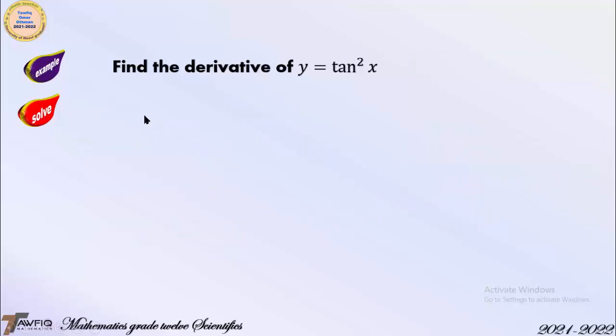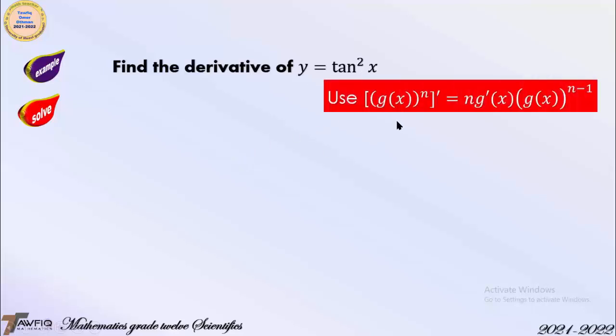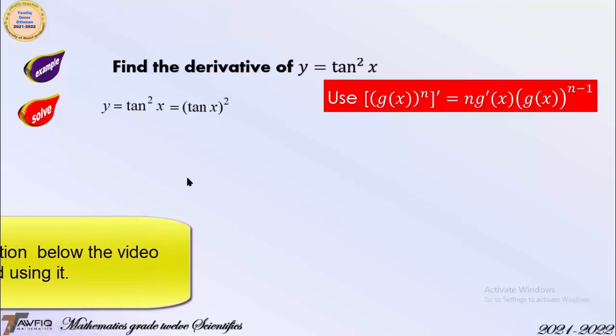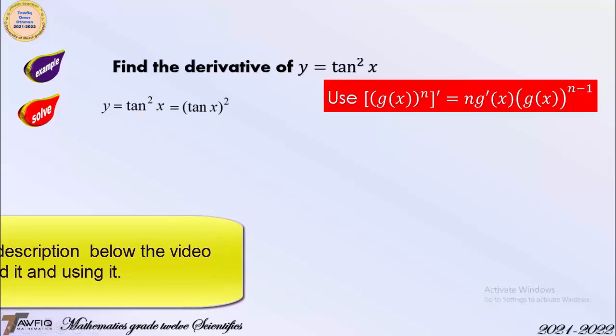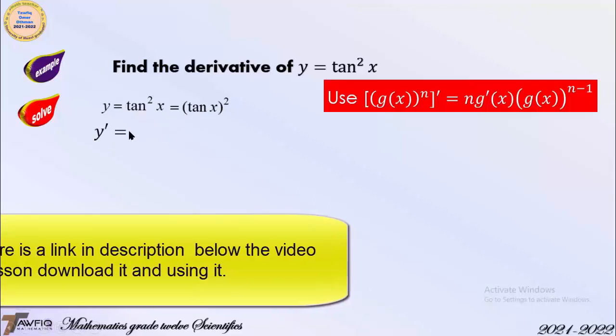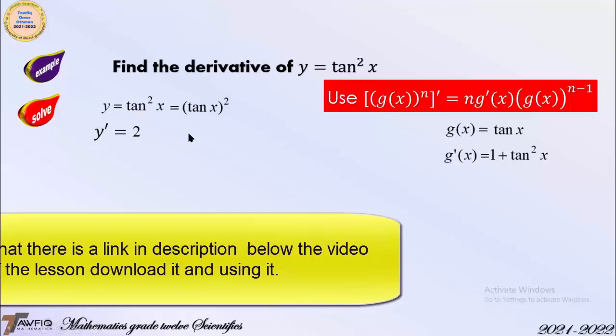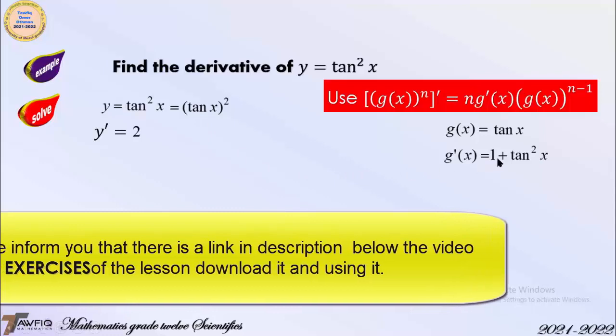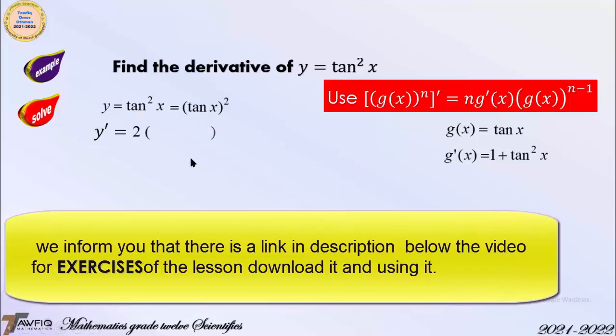Another example, find the derivative of y equals tangent squared of x. Using the chain rule, y equals tangent squared x, we can write it as tangent x all squared. Then y prime is equal to, first of all, write the power, then write the derivative of tangent, which is 1 plus tangent squared.